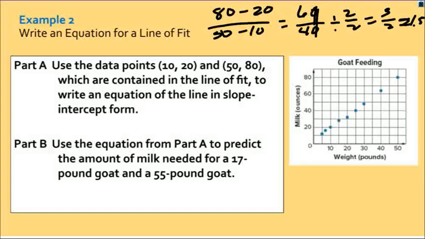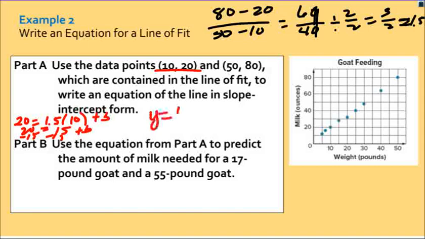And then we're going to use that in one of these points. I'm going to use this one. So 20 equals 1.5 times 10 plus b. So this would be 15 plus b equals 20. Subtract 15. My equation would be y equals 1.5x plus 5.